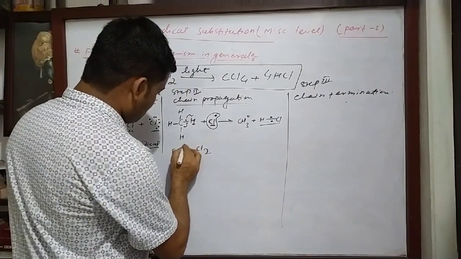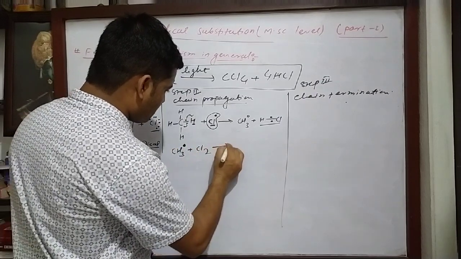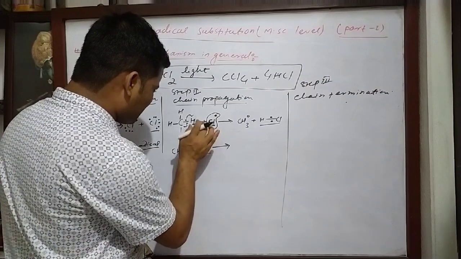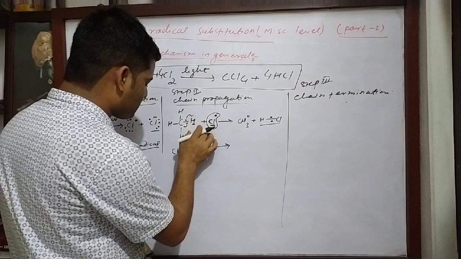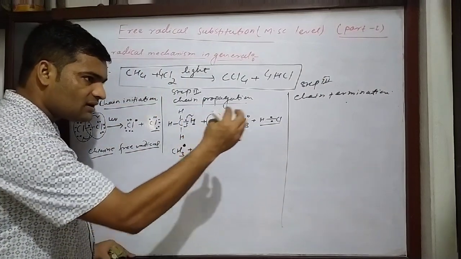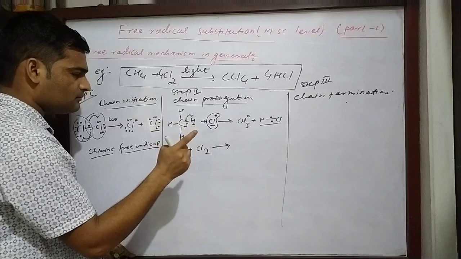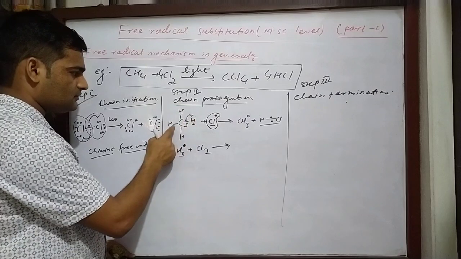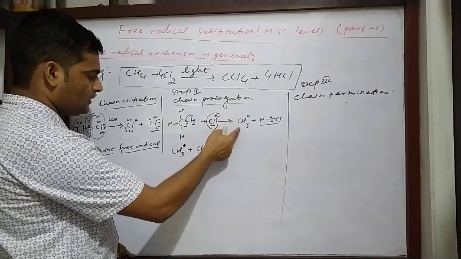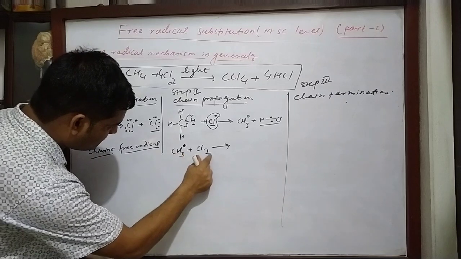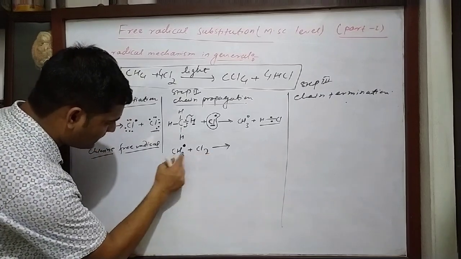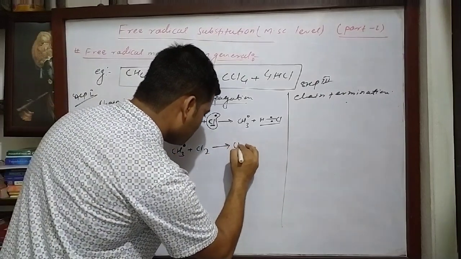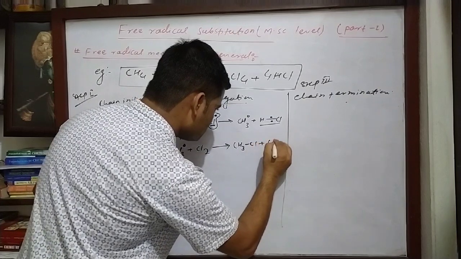And here CH3 radical and Cl2 molecule: what is the actual chain mechanism in the chain propagation step? Always a radical abstracts an atom or group of atoms from a neutral species, and in the neutral molecule this results in the formation of a radical. Here the CH3 radical reacts with the Cl2 neutral molecule, then this radical abstracts one chlorine atom from Cl2, then it gives CH3Cl plus Cl radical.